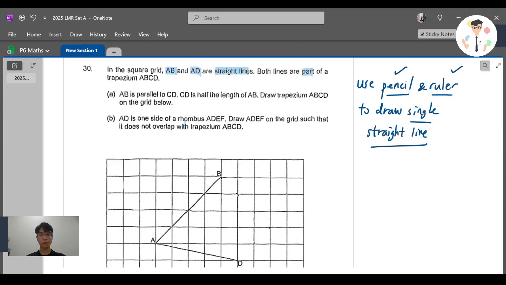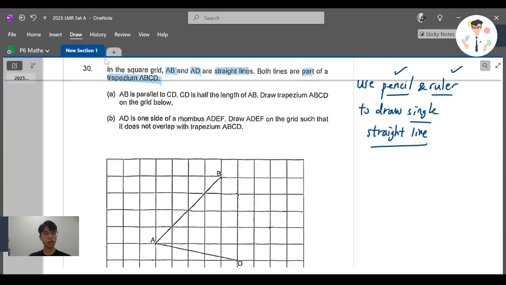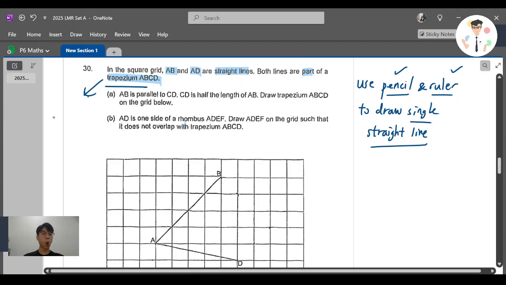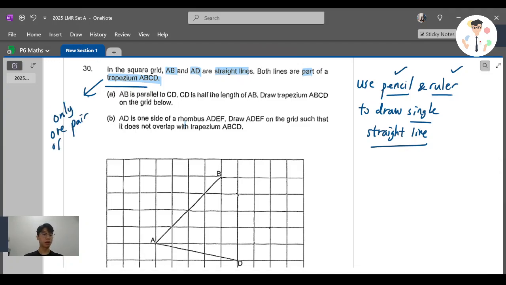Both lines are part of a trapezium ABCD. Again, the first thing that should come to mind is, trapezium means what? Trapezium means there is only one pair of parallel lines. That means that whatever you draw later must have a pair of parallel lines, and it's only one pair, okay?